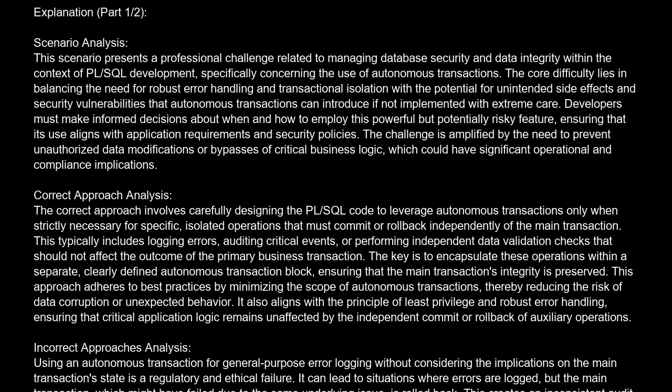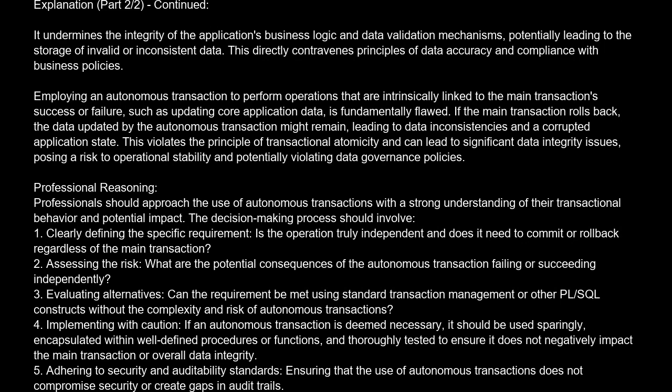Implementing an autonomous transaction to bypass a constraint or business rule in the main transaction is a severe ethical and regulatory violation. It undermines the integrity of the application's business logic and data validation mechanisms, potentially leading to the storage of invalid or inconsistent data. This directly contravenes principles of data accuracy and compliance with business policies.